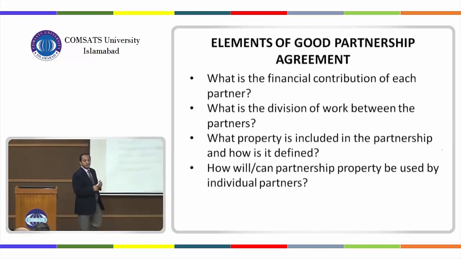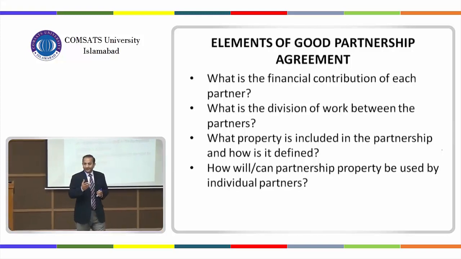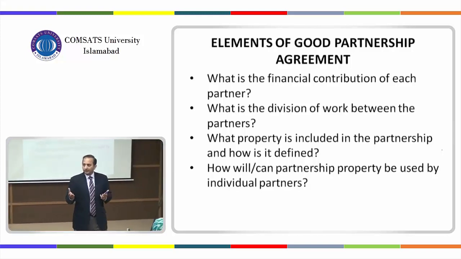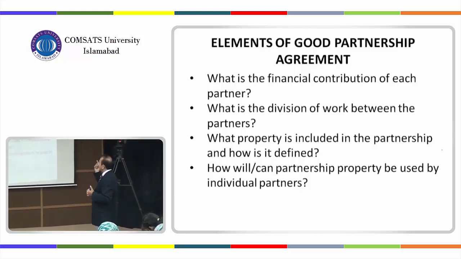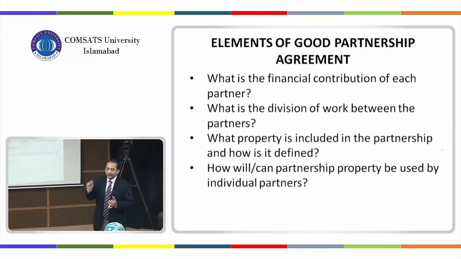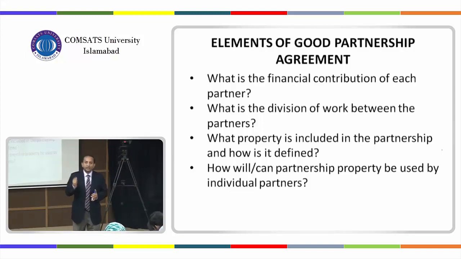First of all, it would identify various partners with their national ID card number and addresses. The partnership agreement must tell the financial contribution of each partner. Right, this person has contributed 100,000, he has contributed 300,000, this chap is contributing 1 million. So it should be very clearly written.